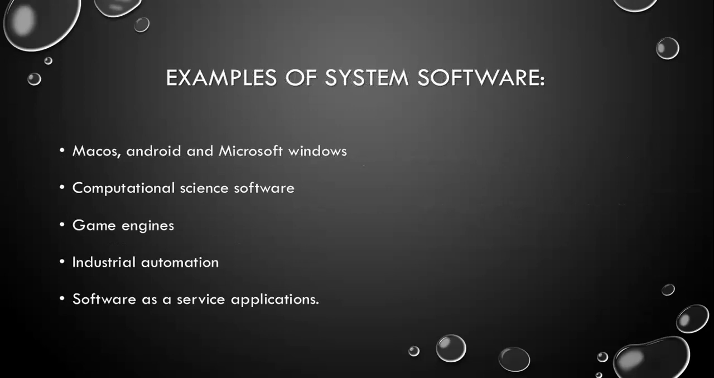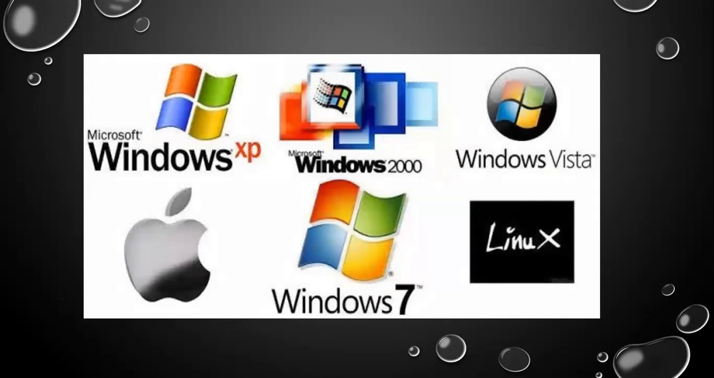Following are the examples of system software, that is Mac OS, Android, Microsoft Windows, computational science software, game engines, industrial automation, software as a service applications. These are the examples showing us the system software.